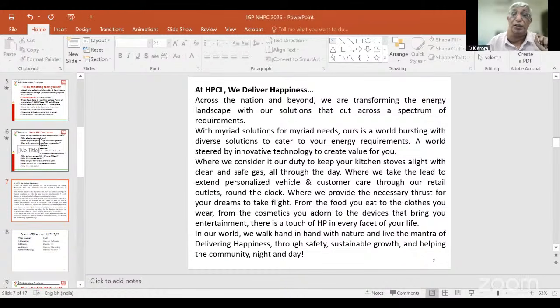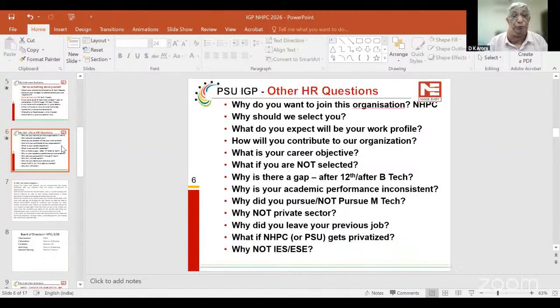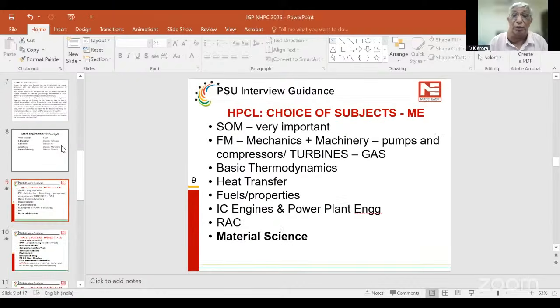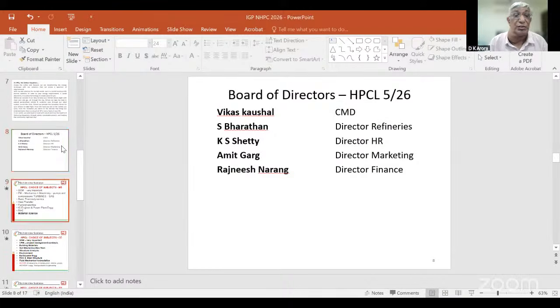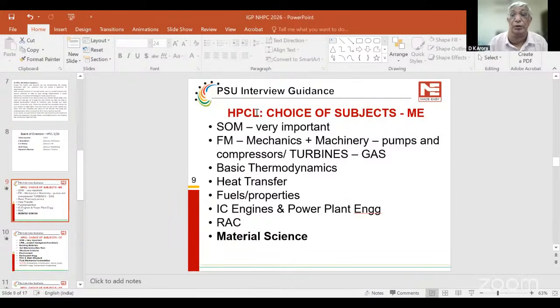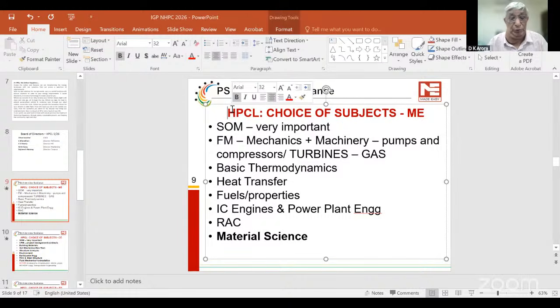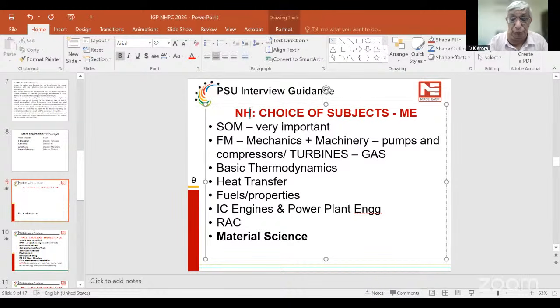Let's take a look at the subjects which are important for you, because that again is going to play an important role in terms of your interview. Let me come straight away to the subjects. NHPC being a power generation company, clearly, SOM is a subject which is common for any organization for mechanical engineers. Whether you state it or not, it's important.